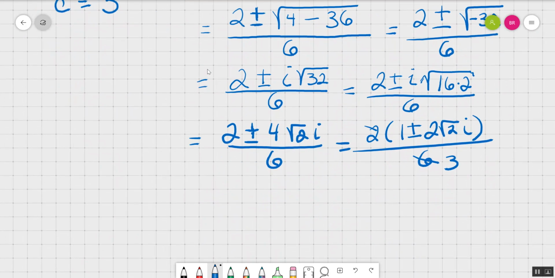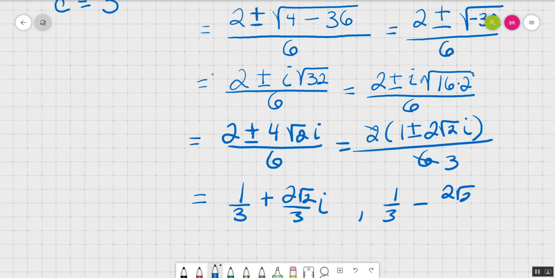Does it make you guys nauseous when I zoom? I don't mean to. Okay, so now we got to write this. I have 2 of these. I want to write both of them. So I'll have 1 over 3 plus 2 square roots of 2 over 3i. So that was the plus version. And then 1 over 3 minus 2 square roots of 2 over 3i. Oof. Rough, to say the very least.